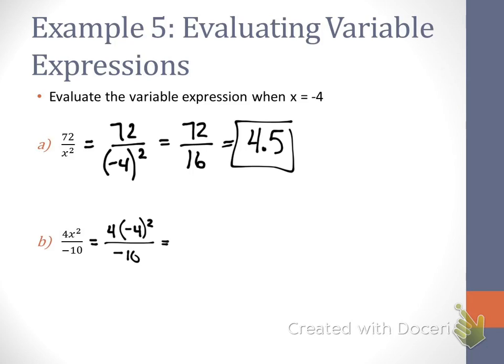Last hour I had kids saying, well, I thought you did what's in parentheses first. No, because what's in parentheses doesn't need to be simplified. It's just -4. So I evaluate the exponent first. 4 times 16 now divided by -10. And I get 64 divided by -10. And I get -6 4/10.